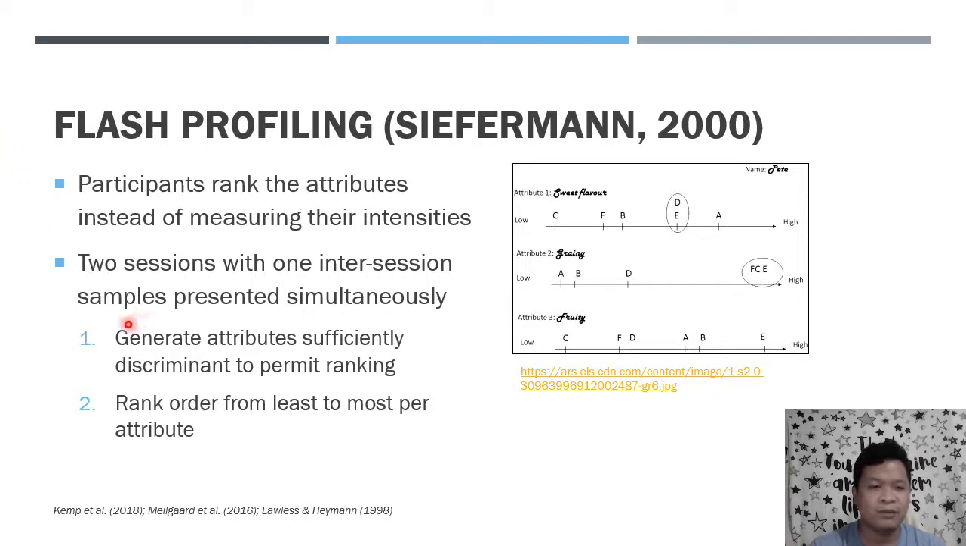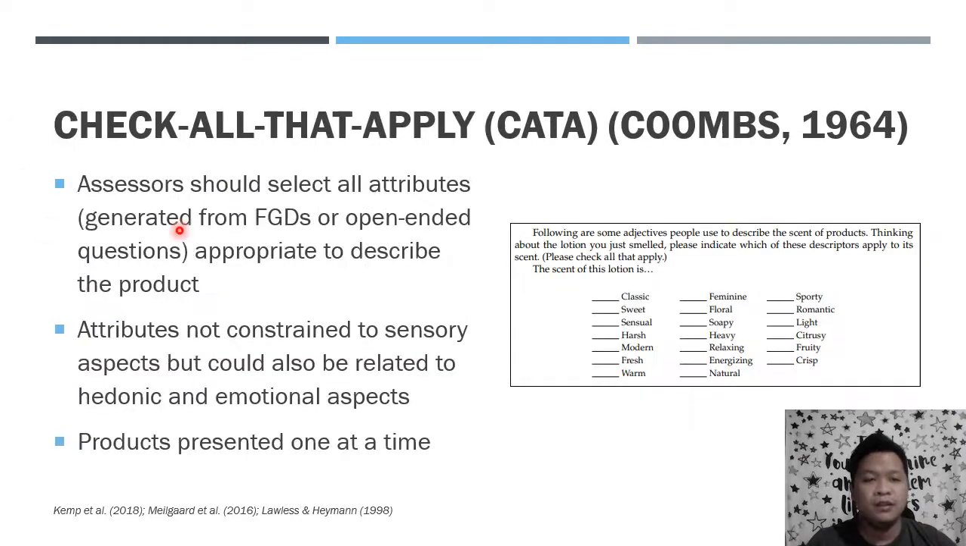So the two things that you want to do here is to generate the proper amount of proper attributes that could allow discrimination, that could permit ranking. So dapat ay magkaroon ka ng enough attributes na alam mong doon nagkakaiba yung mga sample para doon mo siya ma-differentiate. So dito naman sa CATA or check all that apply, may pre-selected attributes na pinapresent sa panelists.